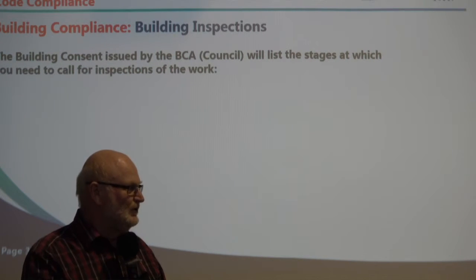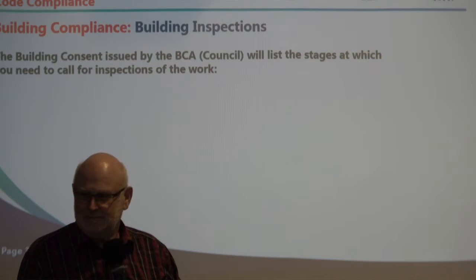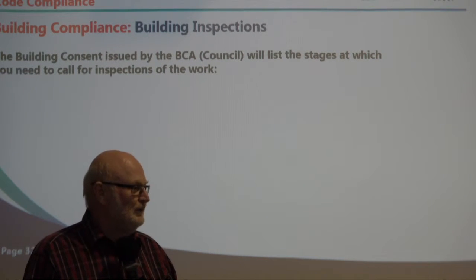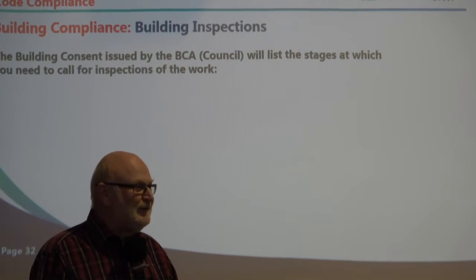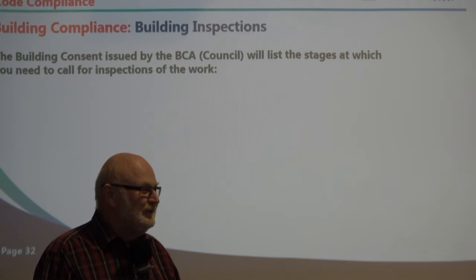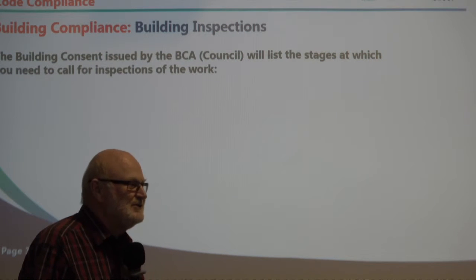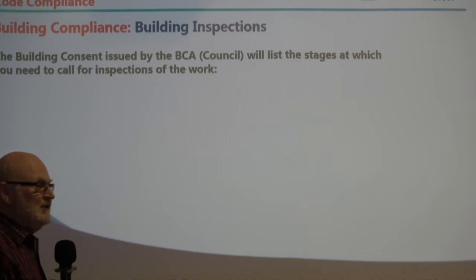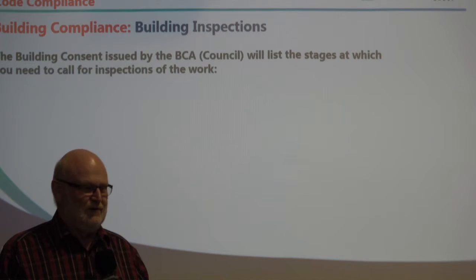Three inspections. How many inspections now? Heaps. Heaps and heaps. 12, 15, 20 if you get something wrong. You have to have a re-inspection. So many inspections are required. This is because the council is very, very risk averse.